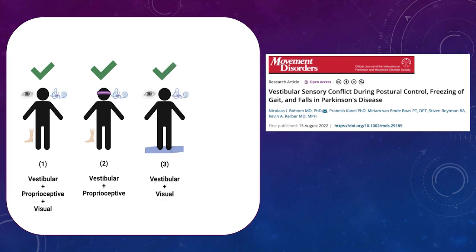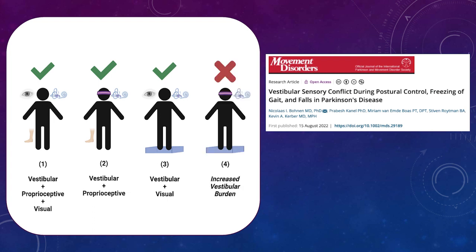Then we looked at their ability to balance on a foam pad with their eyes open, which looks at the integration of the visual and the vestibular system. And the most important one for this article was the last condition, which involved them standing on a foam pad with their eyes closed. Now, the foam pad makes proprioceptive inputs unreliable because it kind of moves around a lot. And with their eyes closed, they have no access to visual information. So then patients had to use the vestibular system primarily for their balance.